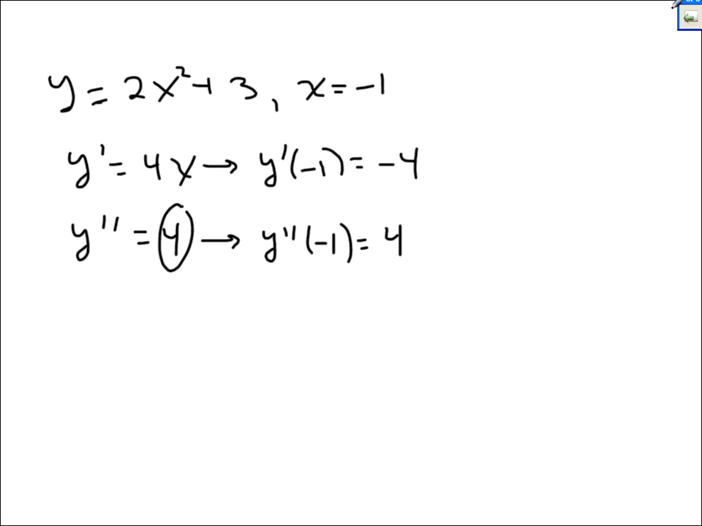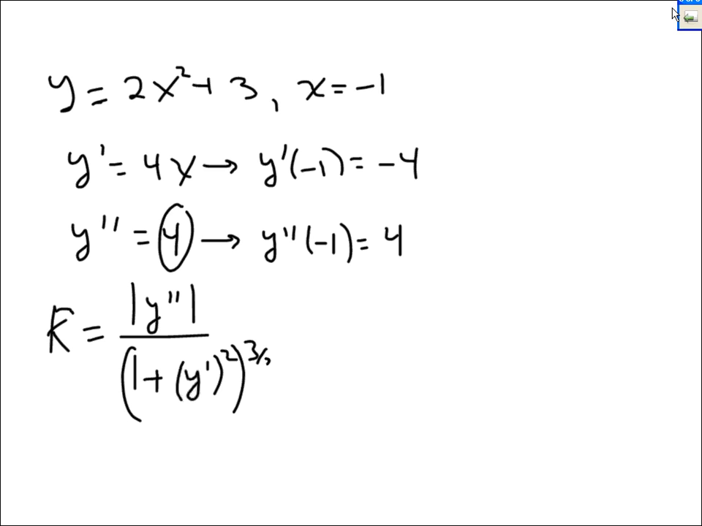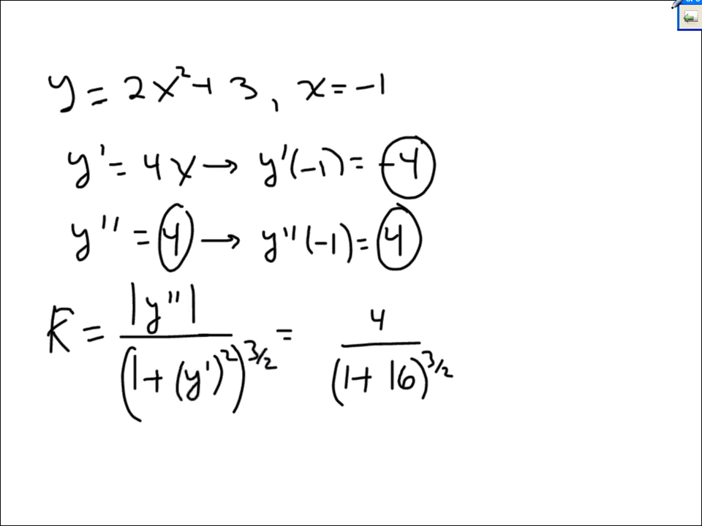And the formula again is the curvature is the absolute value of y double prime divided by 1 plus y prime squared, and then raise that to the 3/2 power. So the absolute value of 4, over 1 plus y prime squared, which is 16, all to the 3/2 power. So you have 4 over 17 to the 3/2 power.